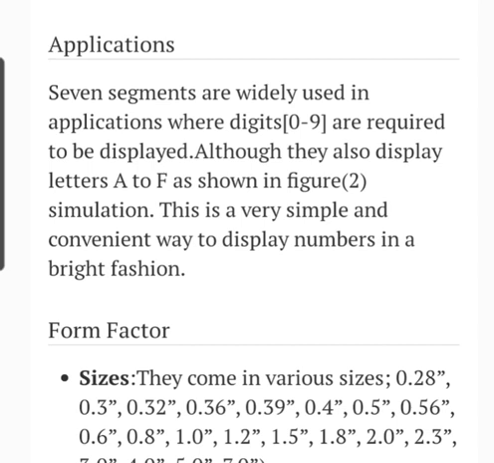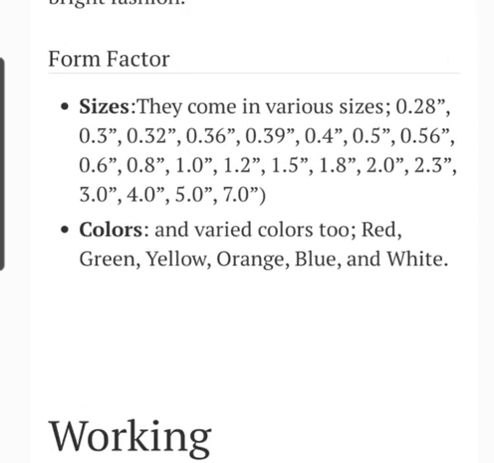The next is the applications. Where are these 7 segment displays widely used? These are widely used in applications where the digits 0 to 9 are required to be displayed, although they can also display letters A to F. It is very simple and convenient to display numbers in a bright fashion. Here the form factors are given, so they come in various sizes, and the colors are also given here.